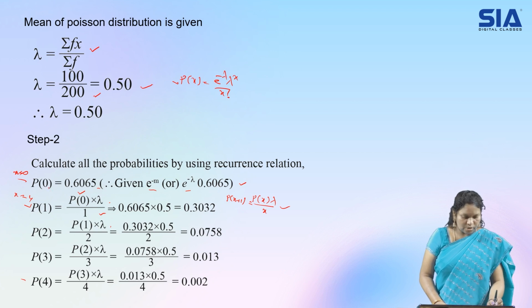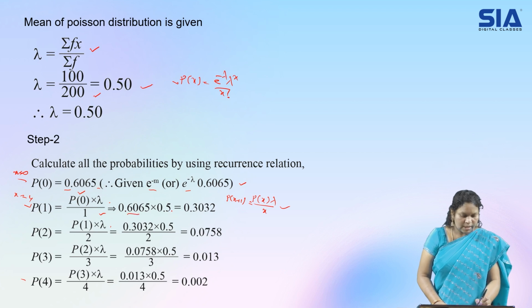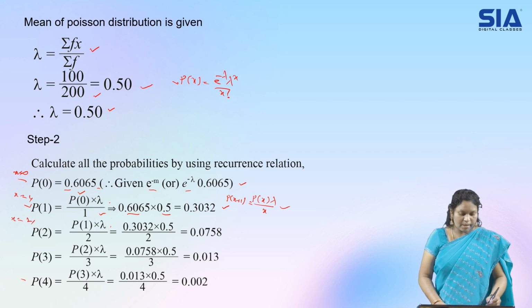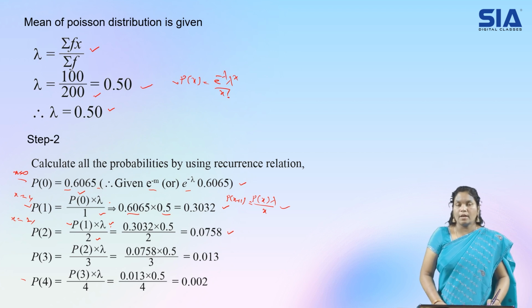So I have P of 0 already in my hand, that is 0.6065, substituted into the lambda value I have found earlier, 0.5. So by substituting, we'll get the answer here. Similarly, P of 2, when x is equal to 2, same formula. We consider the previous value, so P of 1 into lambda by 2. Substitute and get the answer. Similarly, until the last value, you have to go on doing the recurrence relation and obtain all the probabilities.